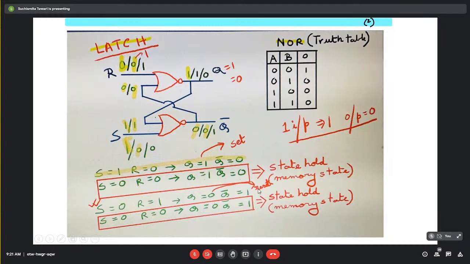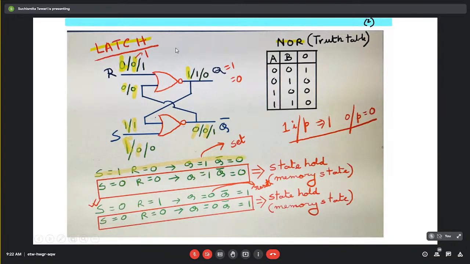So this entire state is called the reset state. For this condition, it is producing a reset state. And for the 0 0 condition, since it is doing nothing but holding the previous state, we can say that this is a hold state or a memory state. So this circuit is actually performing as a memory element for a particular combination, in this case 0 0.